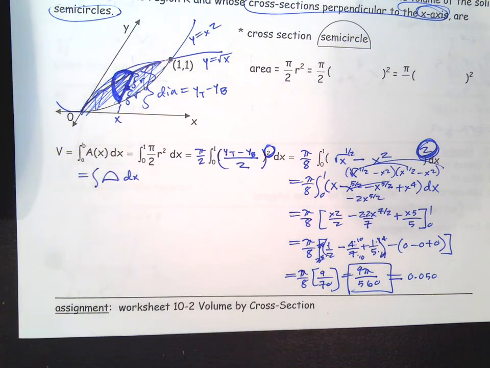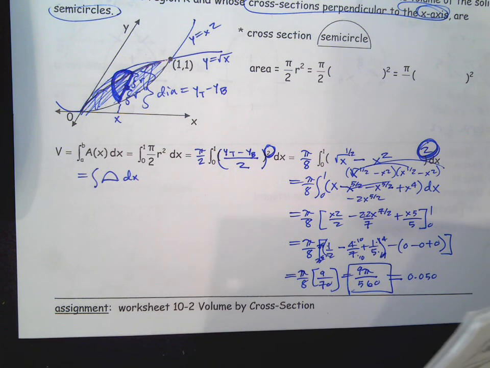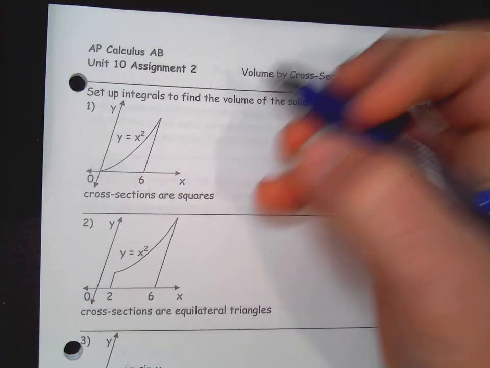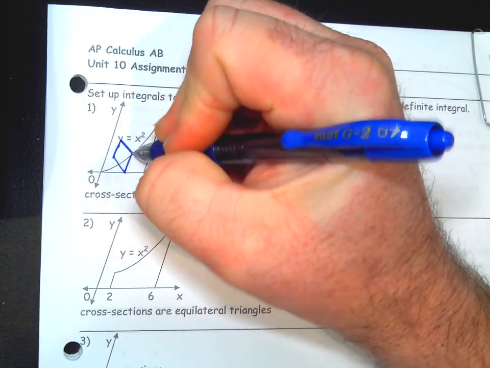Okay, so that's what we're going to be trying on today's assignment, which is a worksheet. And all of the cross sections on today's worksheet will be vertical cross sections, so you don't have to worry about any horizontal slicing yet. I haven't shown you guys how to do those yet anyways. And conveniently, these graphs are already drawn for you. So you should just draw one slice to help you set it up.